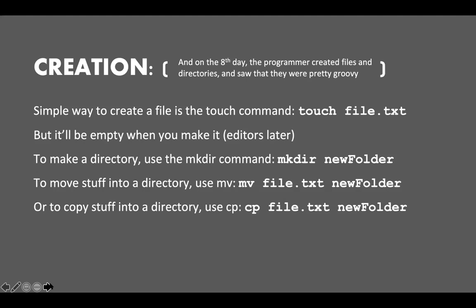And then if you want to move stuff into a directory, it's kind of like when you drag and drop into a folder on your GUI, you would use the mv command, which is short for move. And then the two parameters that follow the move command are your source and then your destination. So file.txt will then be moved to the location in new folder. And then if you want to copy stuff into a directory, use the cp command, which is short for copy, and then your file, and then your folder, or your source, and then your destination.